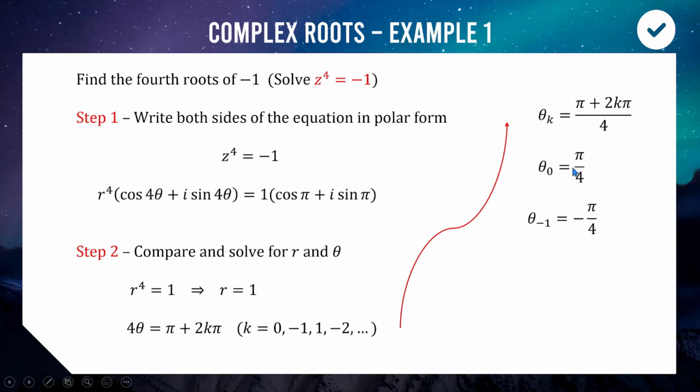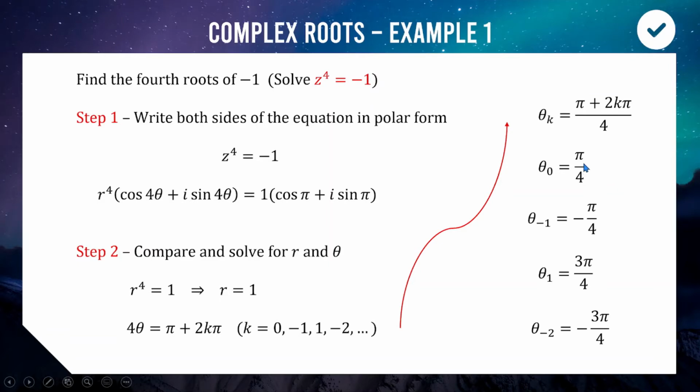Next one, subbing in -1. So we get pi minus 2 pi, over 4. That gets us minus pi on 4. Next up, we'll sub in k equal to 1. And so we'll get (pi plus 2 pi) over 4. So we'll get 3 pi on 4. And then for the last one, if we use -2, we get an argument of minus 3 pi on 4.